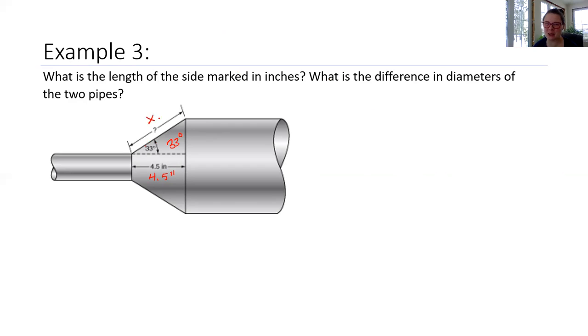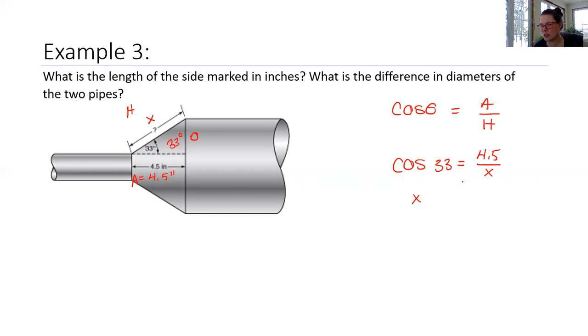All right, so we want to figure out the length of the side that's marked. Let's label them. We have our hypotenuse, this is your adjacent side, and this one would be our opposite side. So we have adjacent and hypotenuse. Cosine of an angle is equal to adjacent over hypotenuse. So the cosine of 33 is equal to adjacent, which is 4.5, over our x.